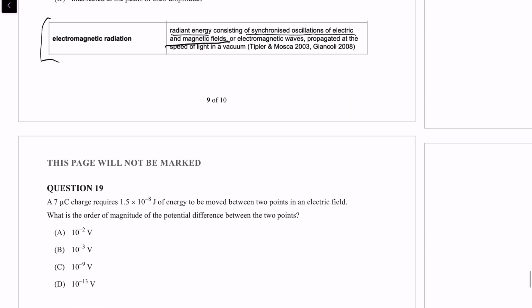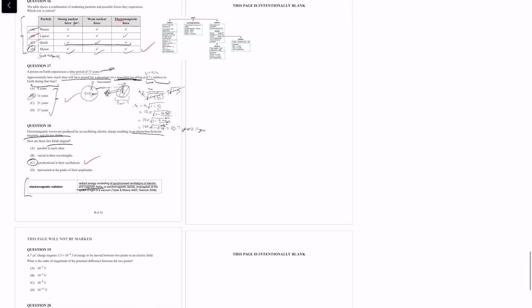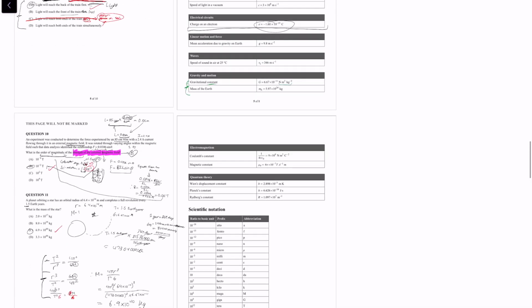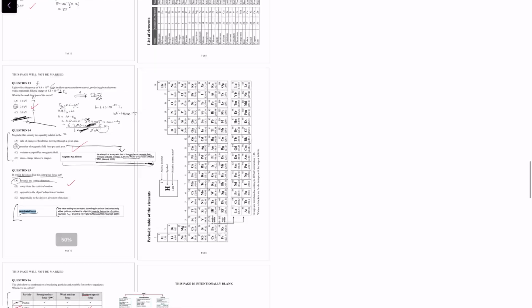Cool. Question 19. Another, what is order of magnitude? So we're going to use our 5Fs. So we have a charge, let's say that's Q. Let's talk about charge 7. What was this symbol again? This was micro. Yes, so 10 to the negative 6.